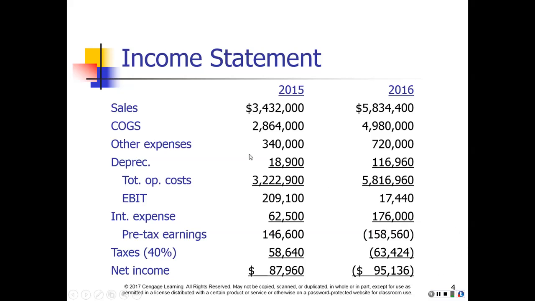So that's the income statement, and you can see that all of these are telling us what happened throughout the year, right? We didn't make that sale of 5.834 million on the last day of the year, right? That happened throughout the year. So this is the sum total of sales that were made. Those are the sum total of cost of goods sold throughout the year.